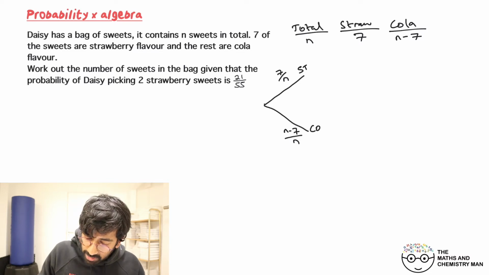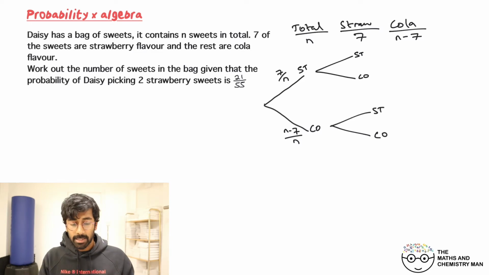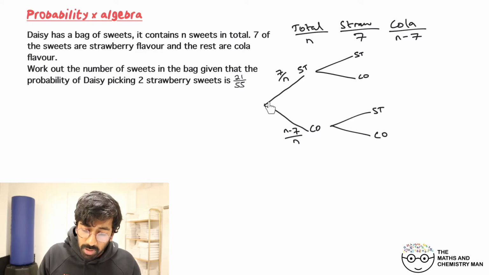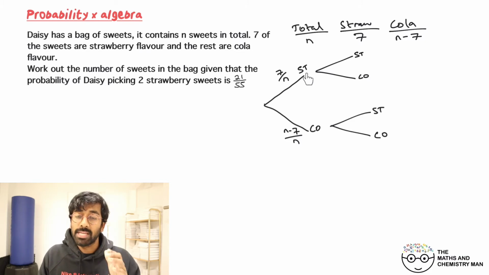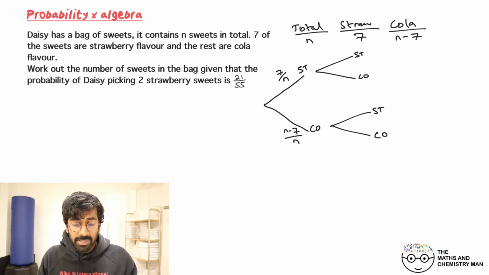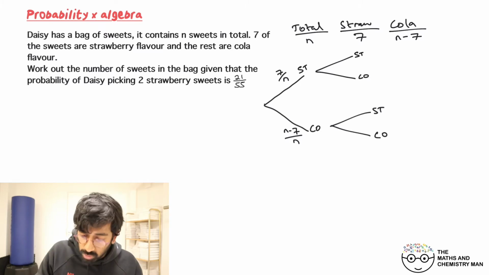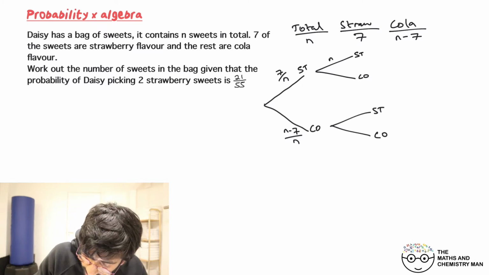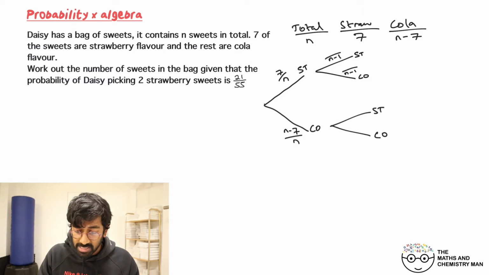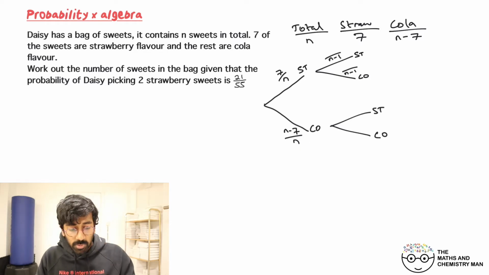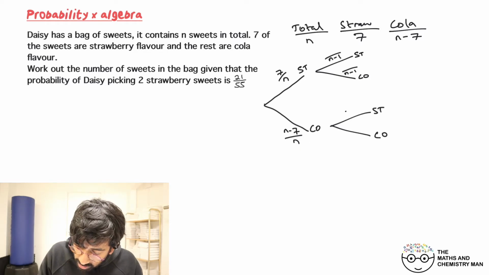Now then she's going to pick another sweet, right? Because she picks 2. So again, she can pick a strawberry one or a cola. Now then, if we're going along this branch, what does it mean? It means she's already picked out a strawberry sweet, which means that there is already 1 less on the total, right? So the total now is N minus 1. The total for this will also be N minus 1. Likewise, down here, if she picks out a cola first, there's still going to be 1 less sweet in the bag. So all of these probabilities are going to be out of N minus 1.